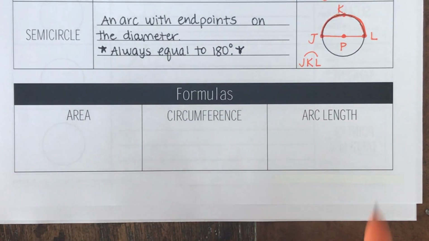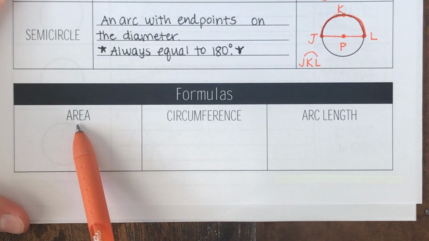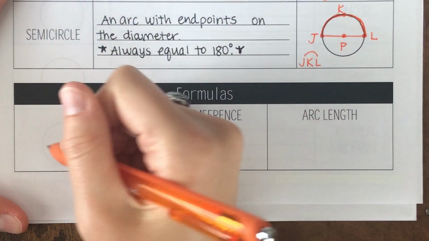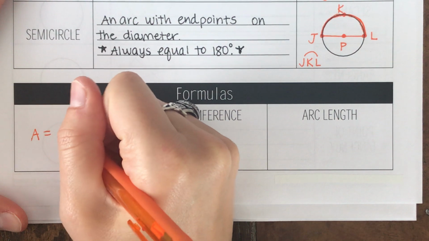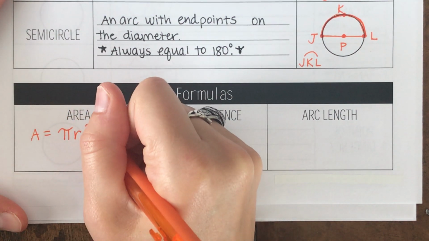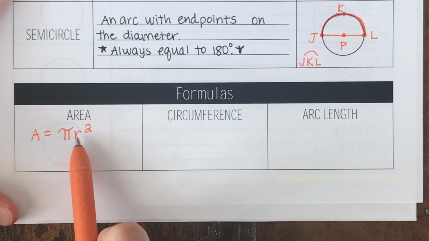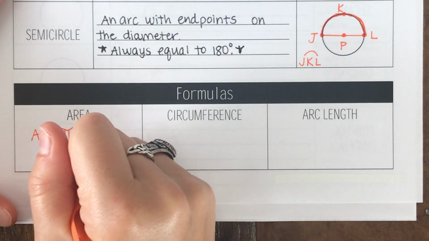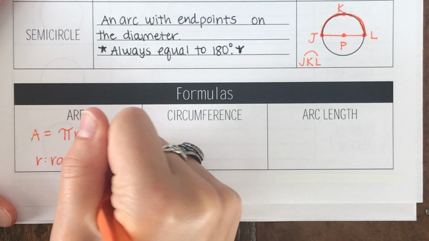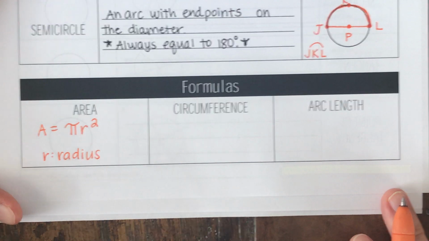Now, last part are some formulas that we need to make sure we remember. Area of a circle. Hopefully you remember that. Area of a circle is just pi r squared. The r is my radius. That one's easy. We remember that one.